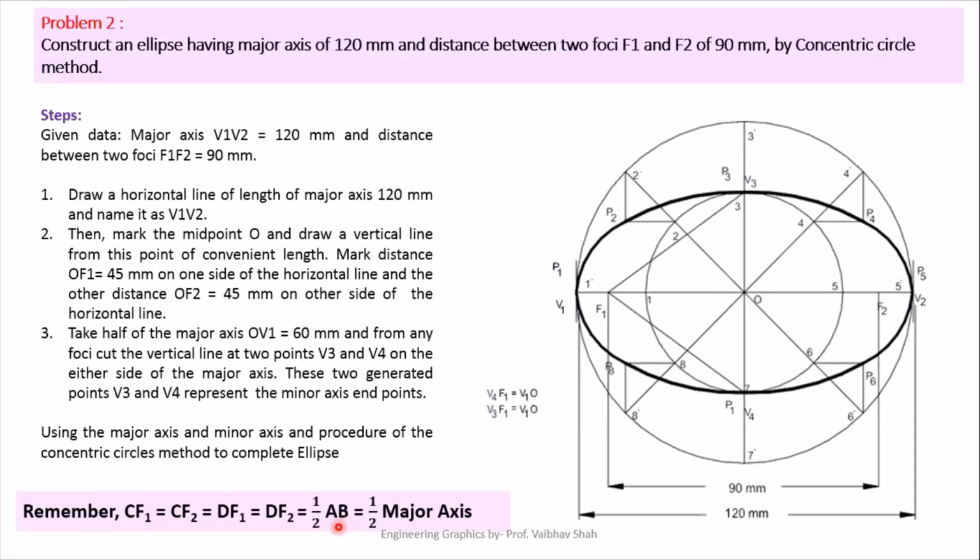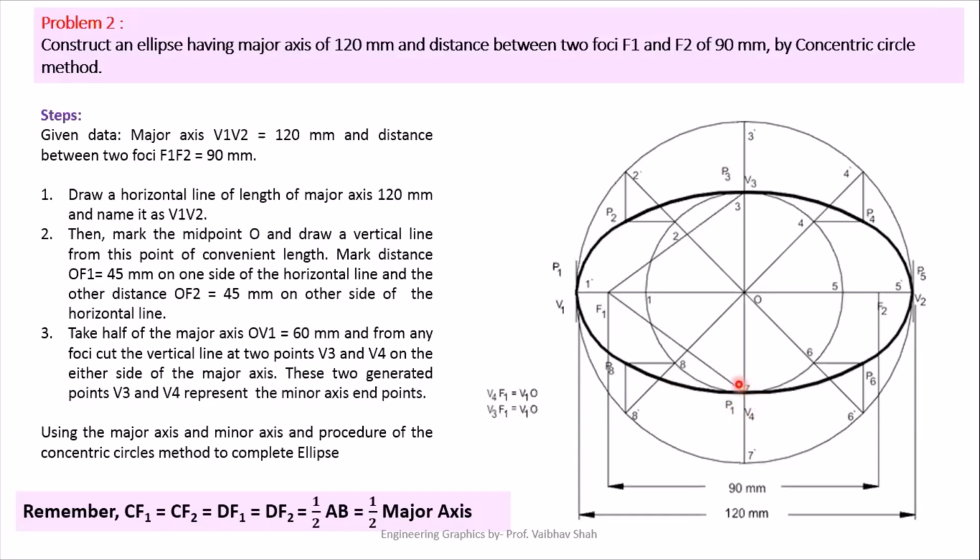So here we have taken the same procedure. To locate the minor axis points V3 and V4, we have taken half of your major axis. So the total major axis is V1 to V2. We have taken the half, that means V1 to O, and we have used this focal point F1 as a center, and we have cut this vertical line somewhere here to get V3, and somewhere here to get V4.